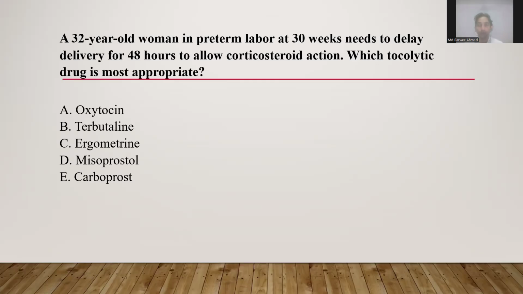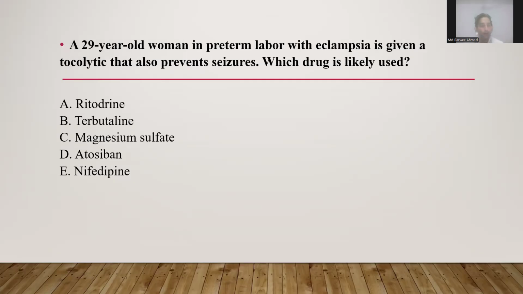Beta 2 agonist. Now move to the next question. A 29-year-old woman in preterm labor with eclampsia is given a tocolytic that also prevents seizure. Which drug is likely used? Options are ritodrine, terbutaline, magnesium sulfate, atosiban, nifedipine. Which one is the right answer?